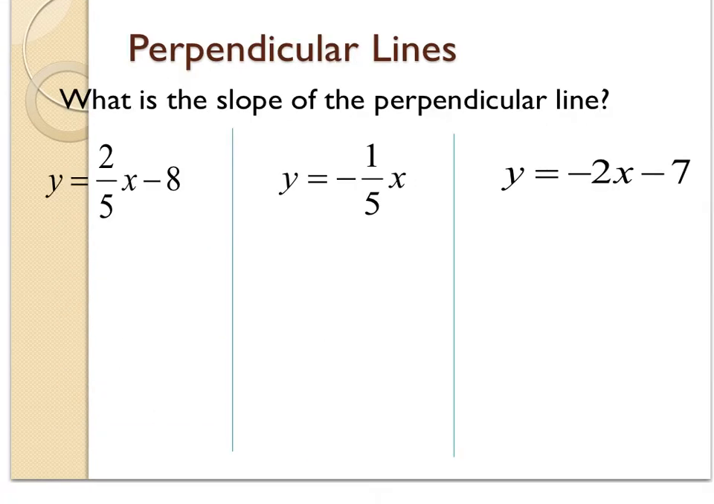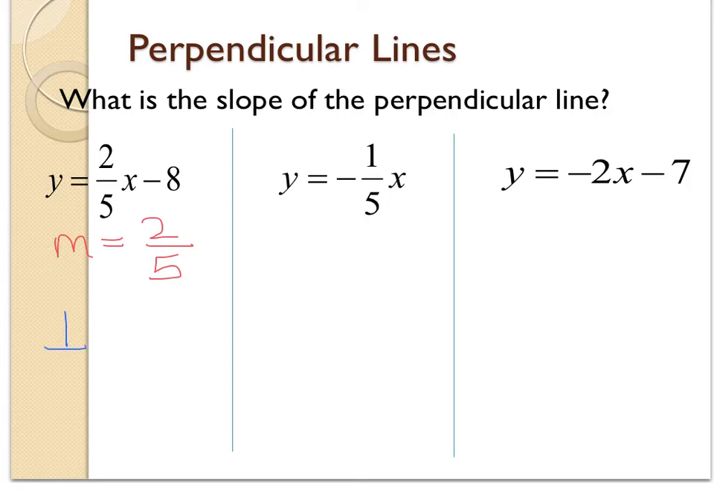So let's look at these three lines and figure out what the slope of the line that would be perpendicular to that line would be. In this particular line, y equals 2/5 x minus 8, the slope of this line is 2/5. So the slope of the perpendicular line, and here's a new symbol for you to learn. This is the symbol for perpendicular.